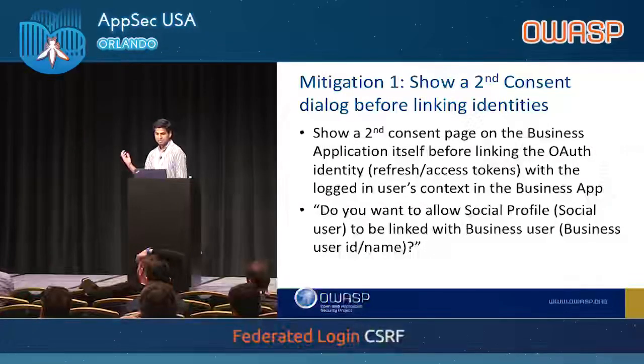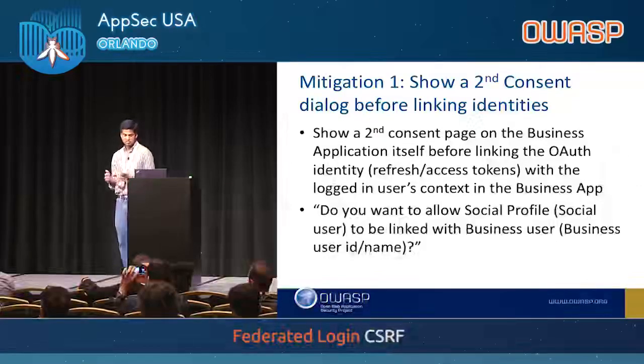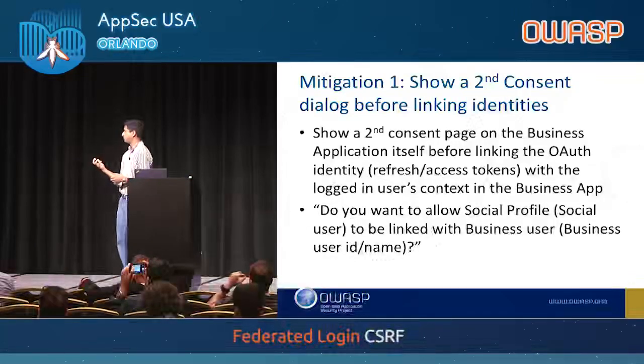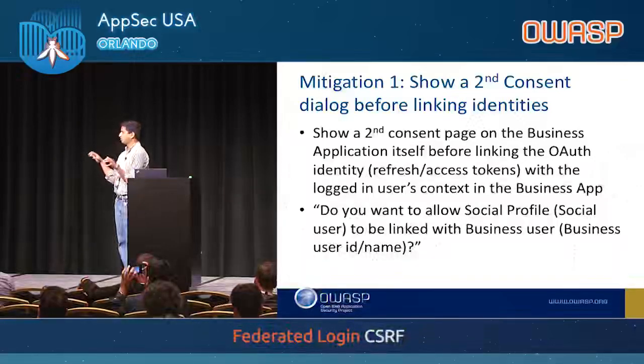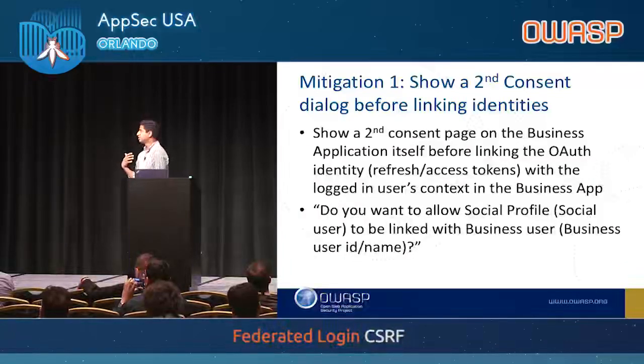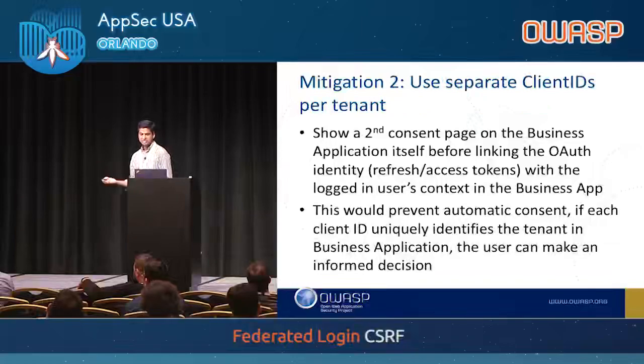So what are the mitigations for this? One mitigation I can think of, which is probably the best one, is to show a second consent dialog within the business application itself, which would say something like, do you want to allow the social profile of this user to be linked with the business application user of this ID? Something like that. And now it's the user who is making a conscious decision of whether to allow or not allow.